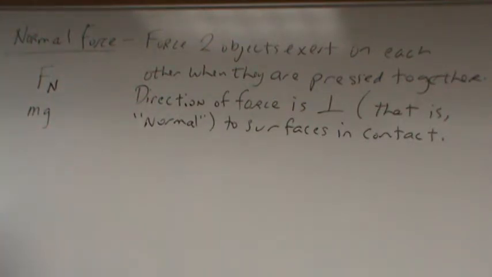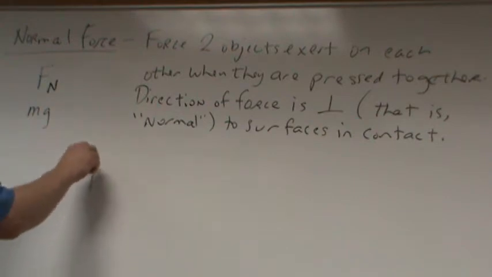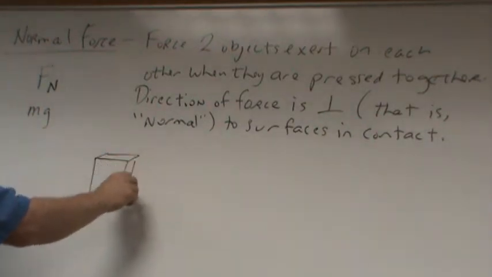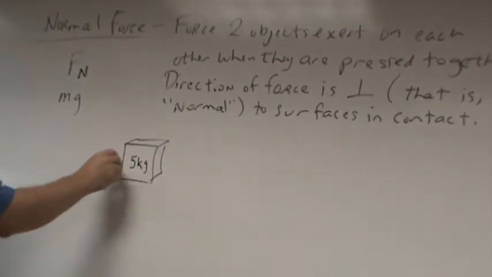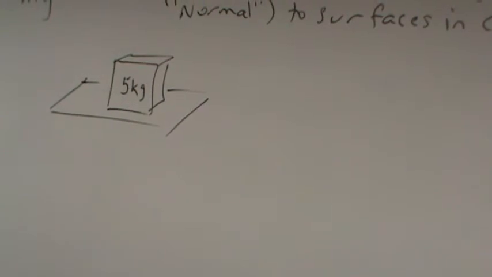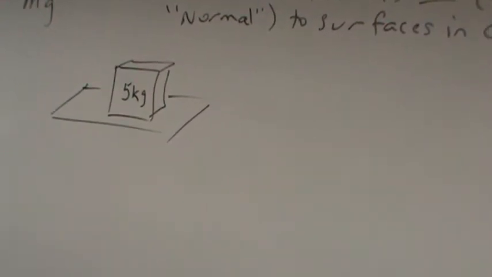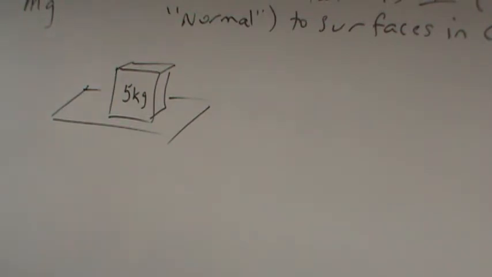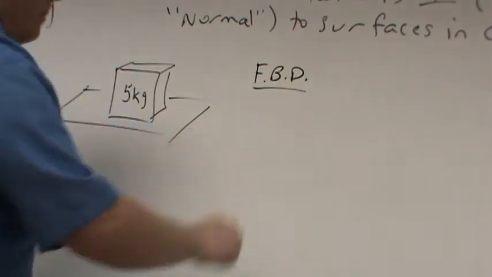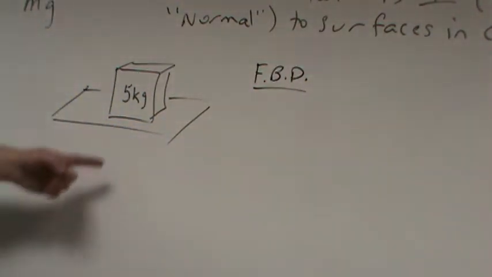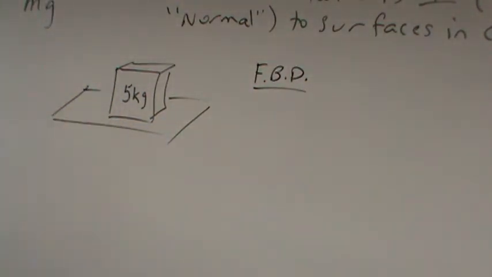Okay, hey, let's do a problem. Here we go. I have a 5 kilogram mass, and this 5 kilogram mass is sitting on some surface, a table or the floor or whatever. Let's do a free body diagram. What forces are acting on this 5 kilogram mass?